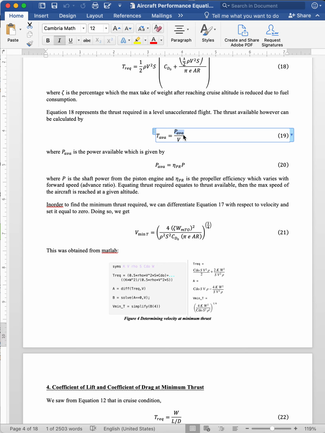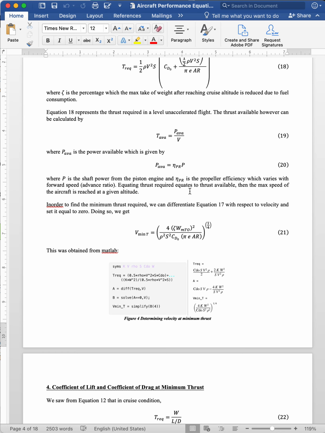Well, an engine can only produce so much power, correct? That's basically your available power, and your thrust available depends on the power and the free stream velocity. That's very important, okay? And the available power depends on some efficiency. Again, engines are not completely 100% efficient, correct? There has to be some propeller efficiency, and some engine efficiency that needs to be taken into account, right? And the available power is basically the efficiency times the shaft power, correct?